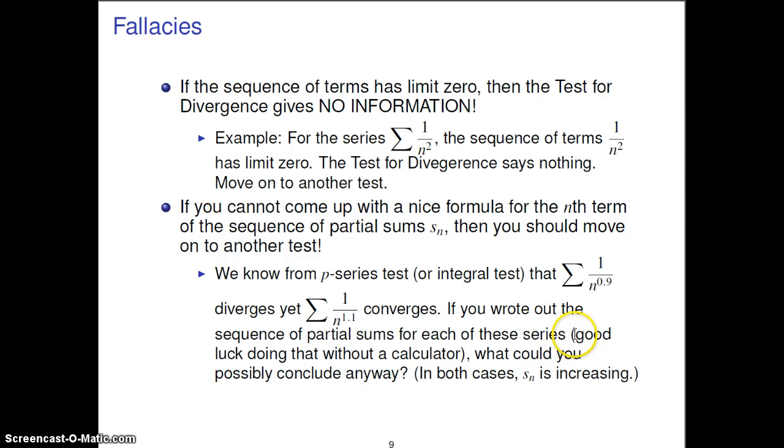well, first of all, good luck trying to do this without a calculator. But let's suppose you even had a calculator with you. You wrote out what's S1, S2, S3. Here you add up the first 3 numbers, the first 4 numbers, and you wrote out S3, S4, and so on. You couldn't possibly conclude anything anyway. In both cases, Sn is going to be an increasing sequence. It just turns out that in this case, Sn is going to increase without bound and go to infinity. And in this case, Sn is going to approach a specific number. We don't know what number, but you can't just analyze Sn if you don't have a nice formula for the nth term of Sn.